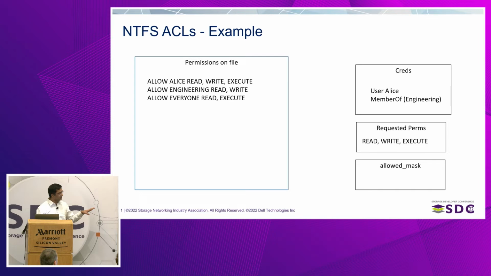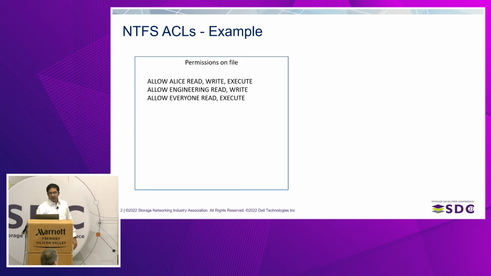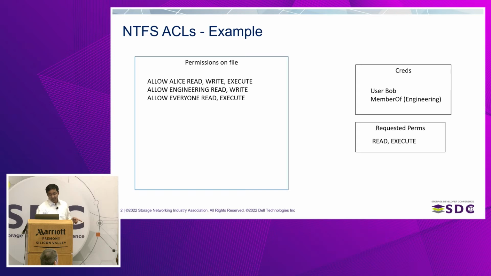For Alice, it does. Here, the allowed mask is set. The algorithm first looks at allow Alice read, write, execute, and it's granted. So in the case of Alice, the mode bits match the ACL. Everything is good. Now let's look at the second case that we looked at, where Bob was a member of engineering. He wanted read, execute. A cursory look will say that this is the same set of permissions.